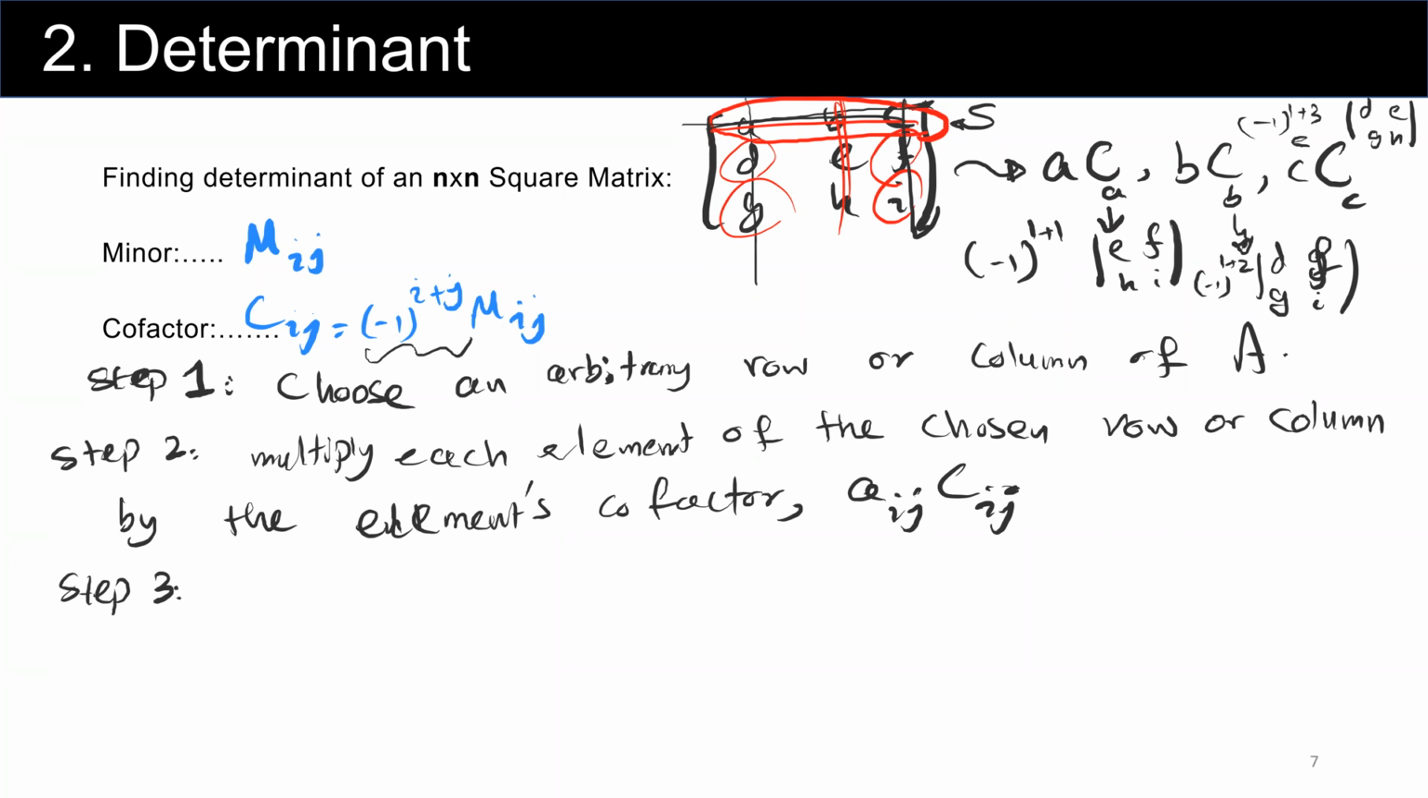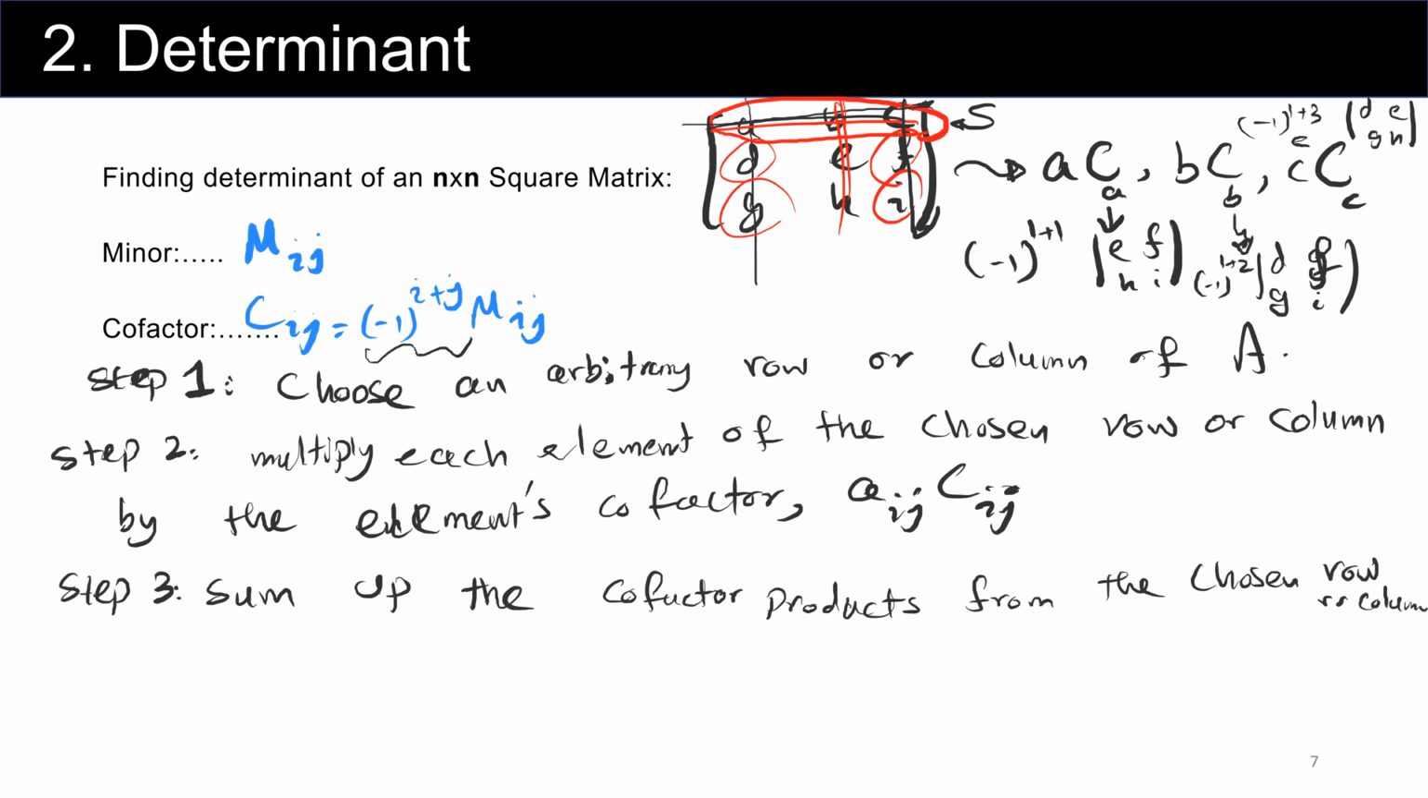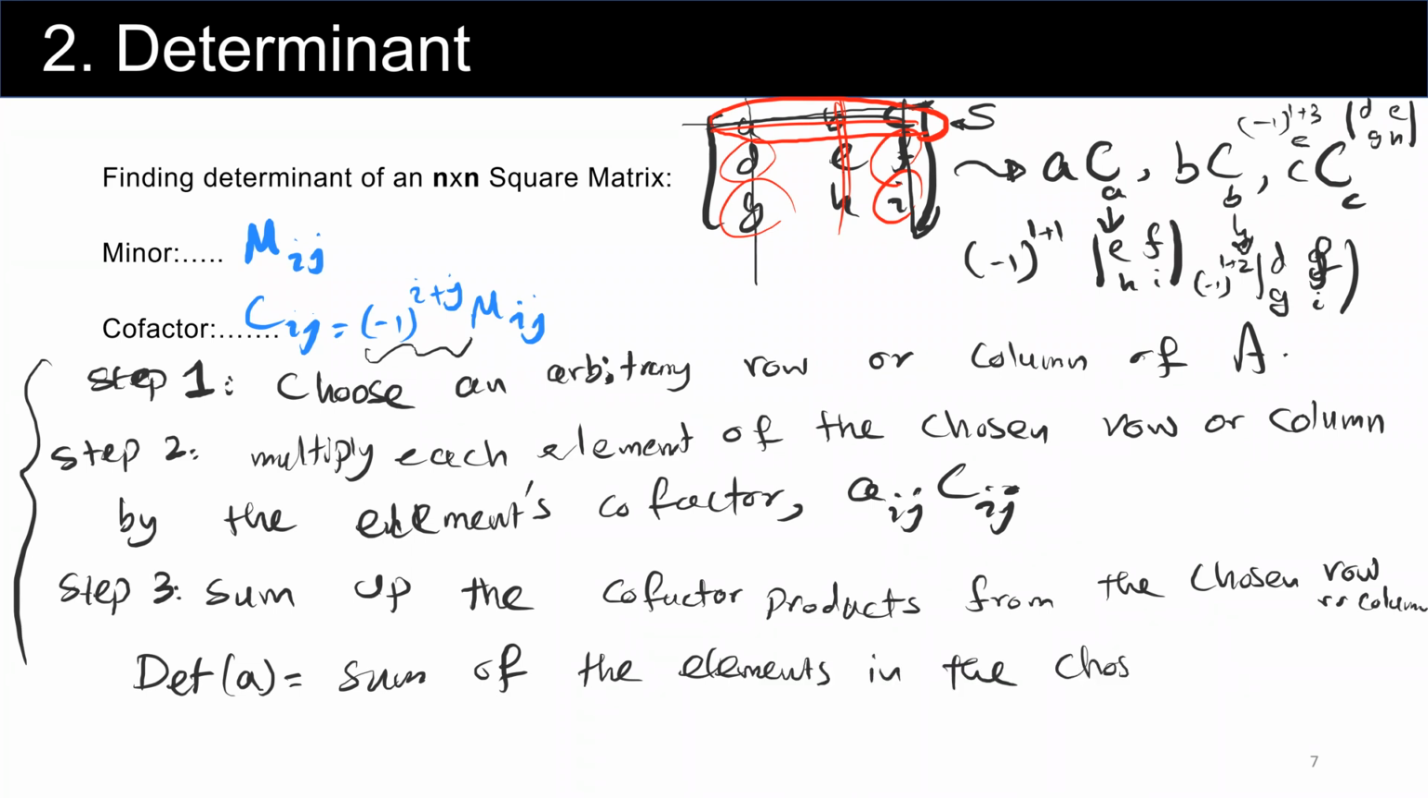Step 3. Sum of the cofactor products from the chosen row or column, whichever you choose. That gives you the determinant. So the determinant of matrix A is going to be the sum of the elements in the chosen row or column multiplied by their cofactors. First we multiply each element by its cofactor, and then we sum them up, and it gives us the determinant.